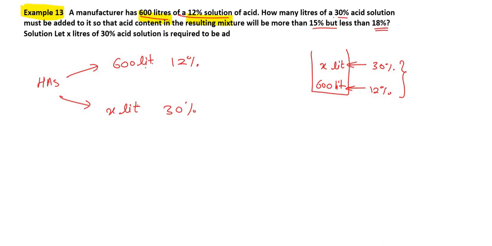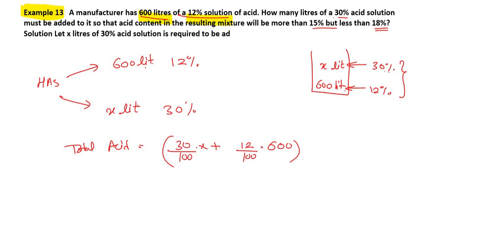Total percentage of the acid. Okay, so if there is 30% acid from x and 12% acid from 600, the total acid will be how much? Total acid will be 30% of x and 12% of the other one, 600 liters.